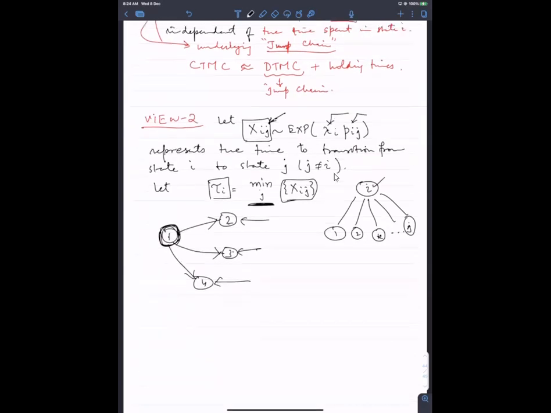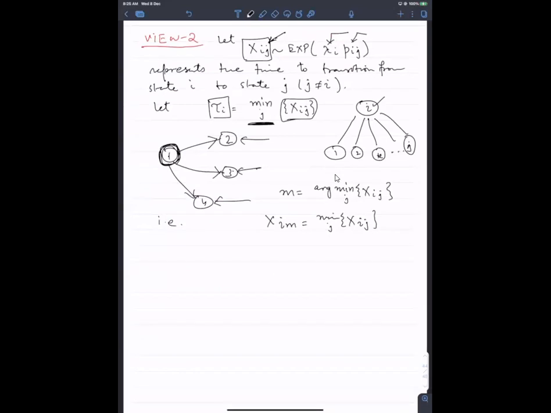So let's say M is the minimum over j of Xij. इसका जो आर्ग्यूमेंट है वो M है. That is what we are saying here: Xim is equal to the minimum time from Xij. ये इसका minimum time है. Okay.